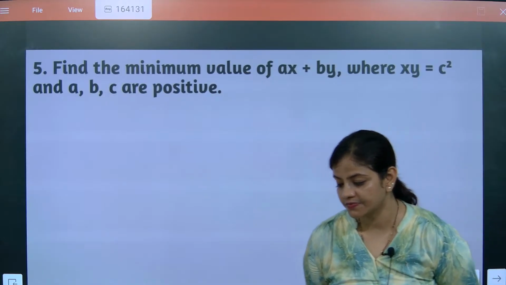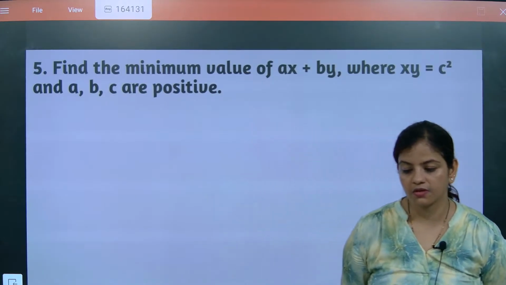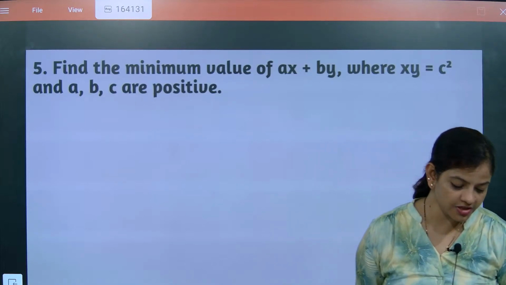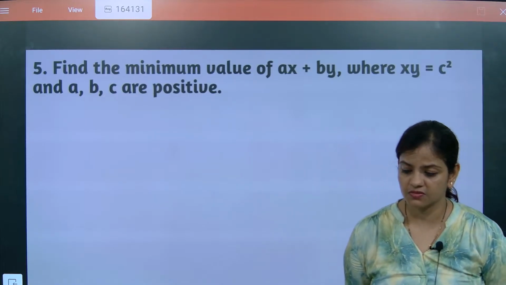Shall I try, beta? Or you want to try this? At least give me the critical point.